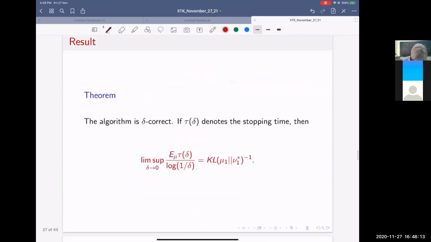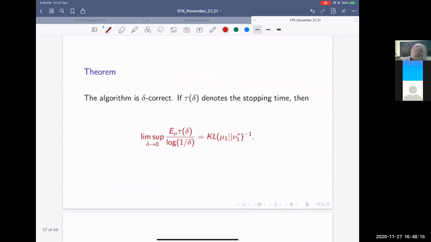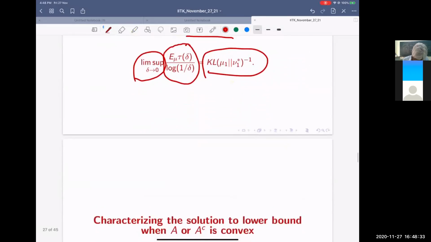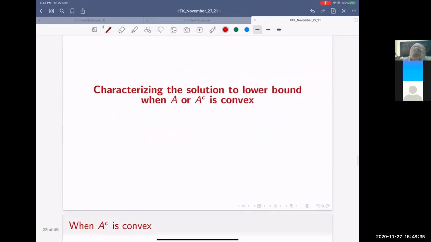Okay, so let's move on. This is the kind of theorem that you prove: tau delta denotes the stopping time, then the expected value of tau delta divided by log 1 by delta, as delta goes to 0, asymptotically, is matching your lower bound. So you completed the story. It's a pretty good algorithm. This plug-in algorithm works very well. All right, so that's very good.